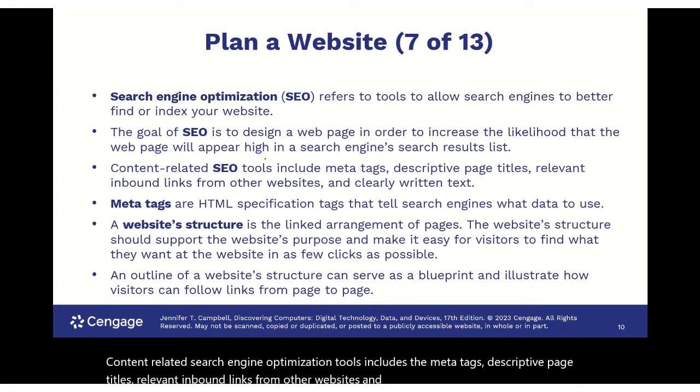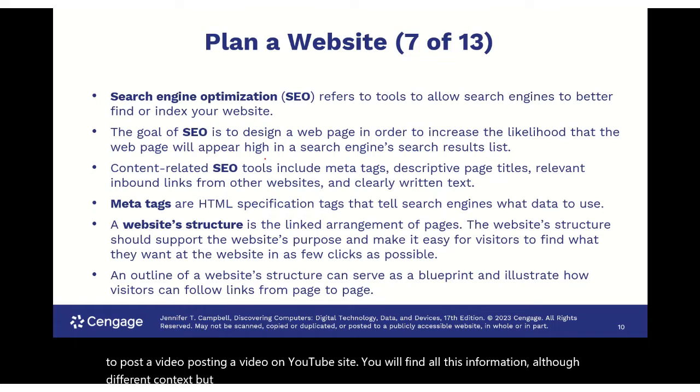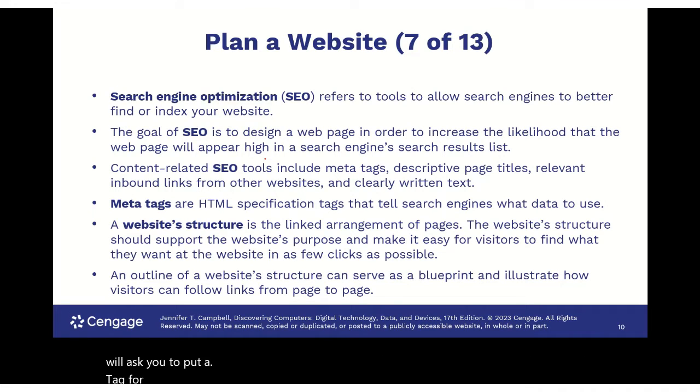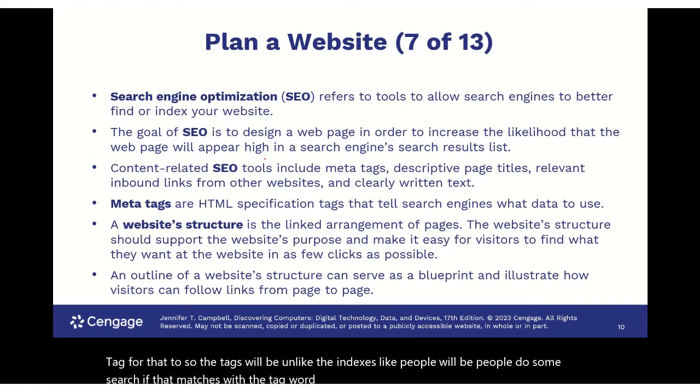Content related search engine optimization tools include meta tags, descriptive page titles, relevant inbound links from other websites, and clearly written text. Again, I'm referring to posting a video on YouTube, where you will find all this information, although in a different context, but the larger context is the same. After you publish a video, YouTube will ask you to put a tag for that. The tags are like indexes. People do some search, and if that matches with the tag word, then there is a very high likelihood that your page will be included in that specific search.